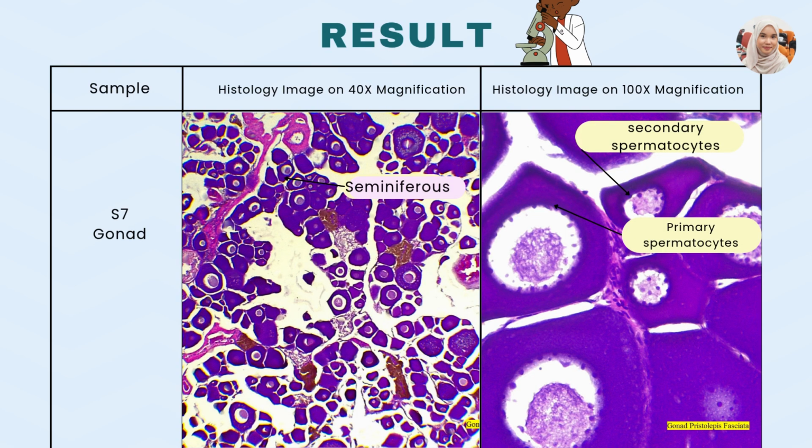Toward the final result, which is the gonad of the fish specimen, two magnifications were captured, which are 40 times and 100 times, similar to the previous one. Under the 40 times magnification, we can see the seminiferous part of the testis, and zooming into the seminiferous under 100 times magnification, it can be seen that there were secondary spermatocytes and primary spermatocytes of the fish specimen.